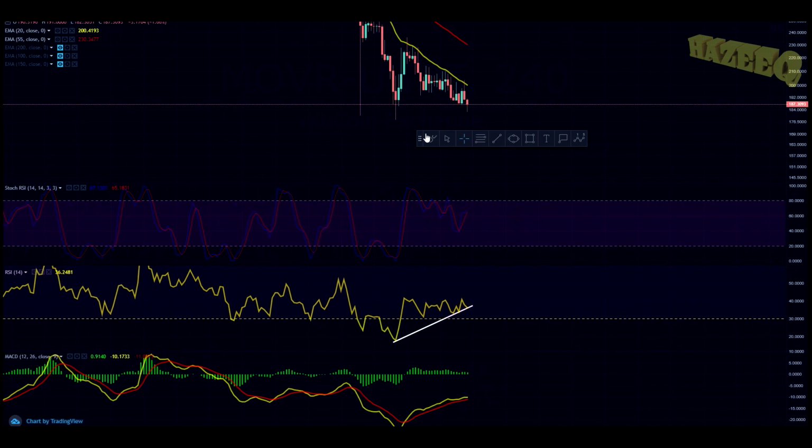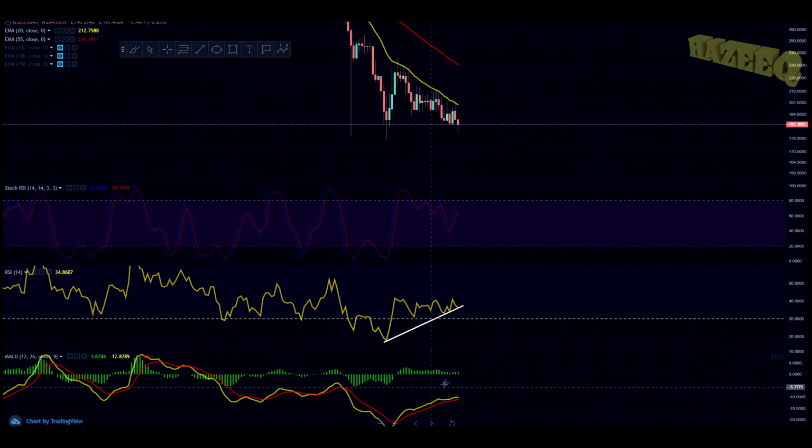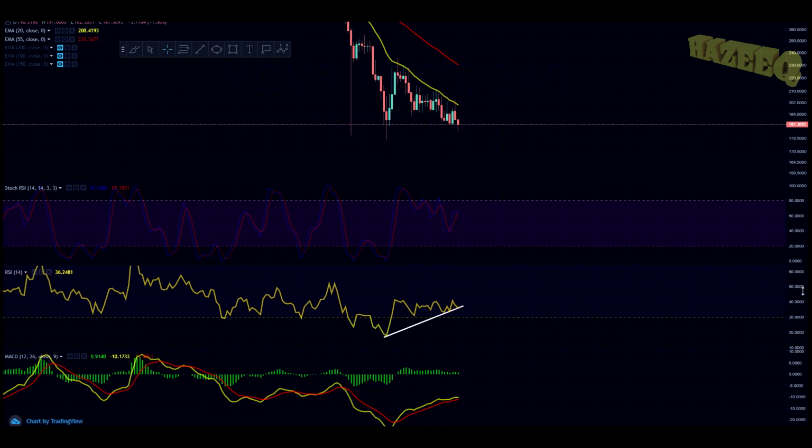Now, if we jump into KuCoin on the 4-hourly chart over here, you can see that we're printing a bullish divergence over here. So you can see that we're making higher lows on the RSI on the 4-hourly chart.